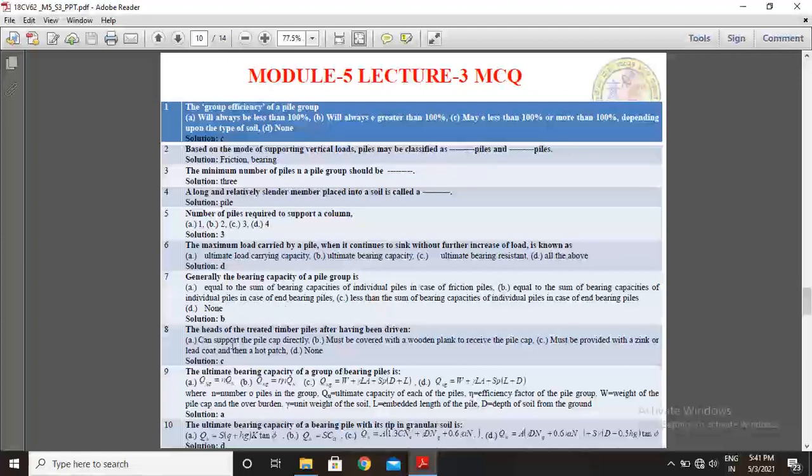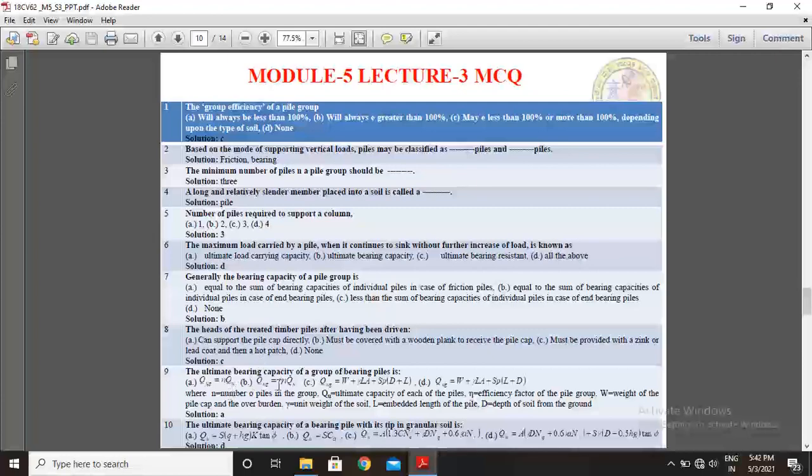Next question, the head of the treated timber piles after having been driven: can support the pile cap directly, must be covered with a wooden plank to receive the pile cap, must be provided with a zinc or lead coat then a hot patch, none. Option C, must be provided with a zinc or lead coat, then a hot patch.